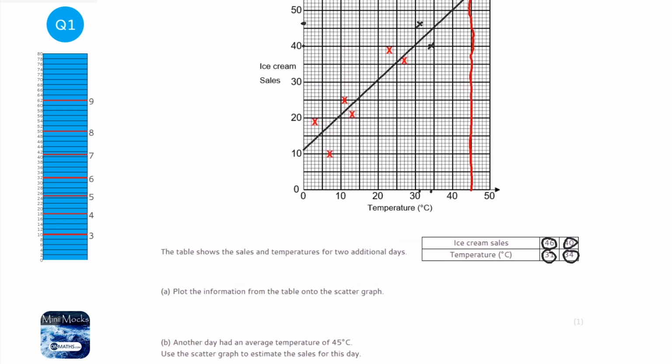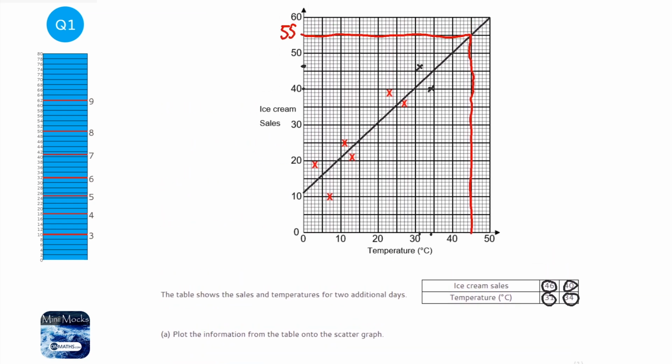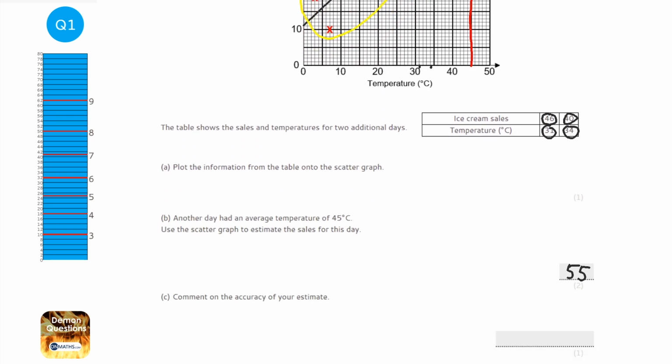Now, what do we notice about this? Well, look at where all the data is. All the data is here, and yet we're estimating outside the range of the data. It's called extrapolation, where you do that.